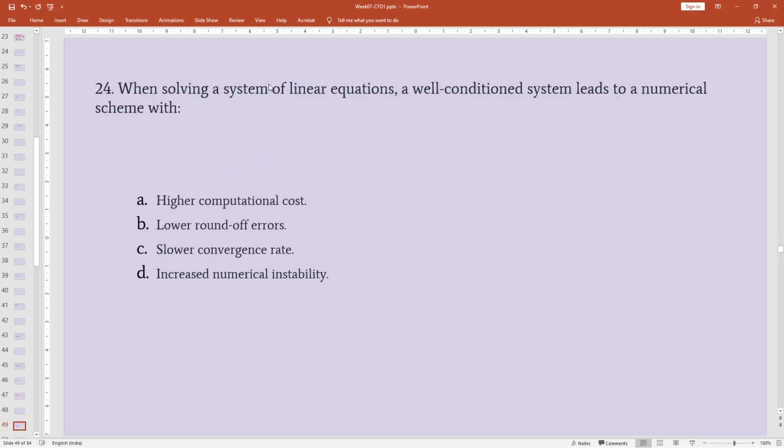Moving on to next question, because this question is on well-conditionedness of the system. So when solving a system of linear equations, a well-conditioned system leads to a numerical scheme with which of the following cases? Option A, high computational cost. Option B, lower round off errors. Option C, slower convergence rate. Option D, increased numerical instability.